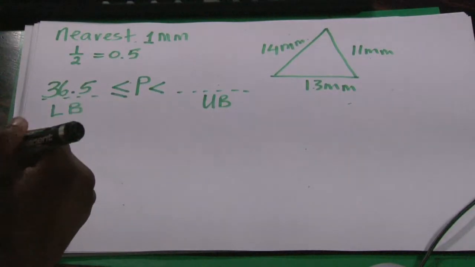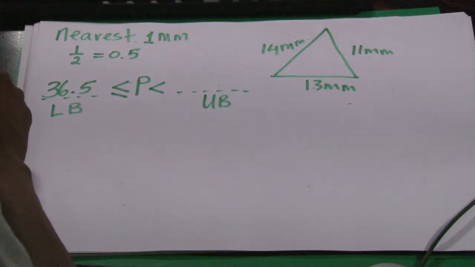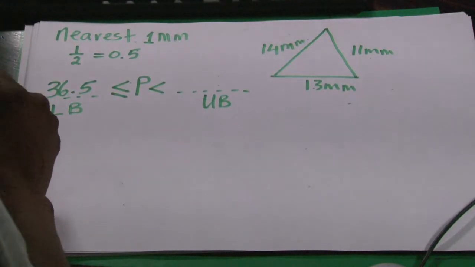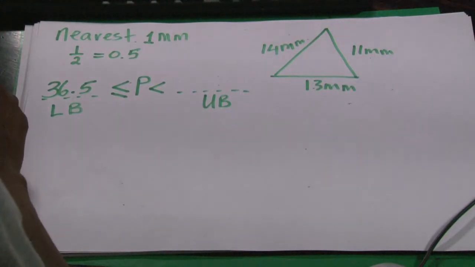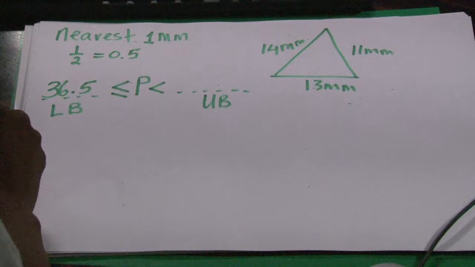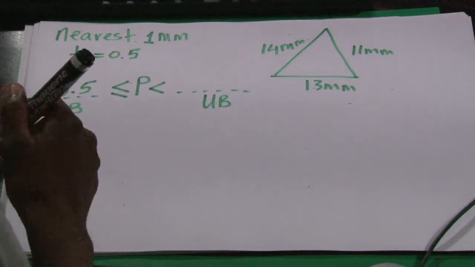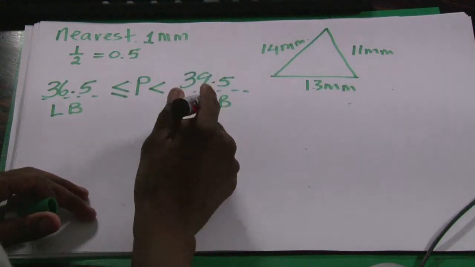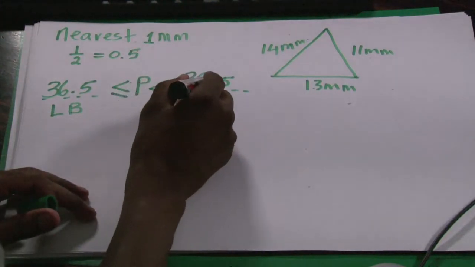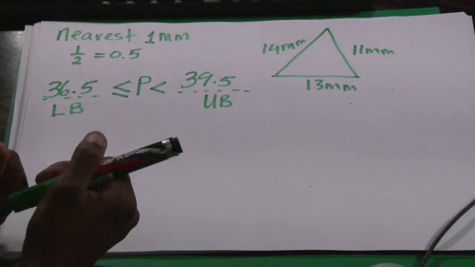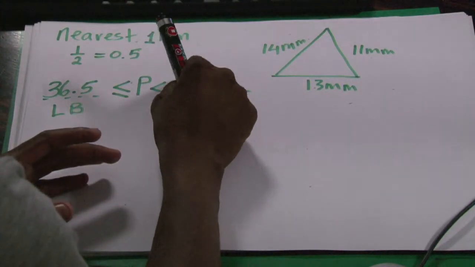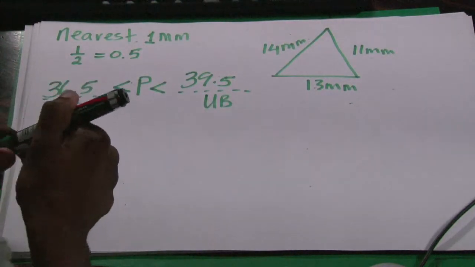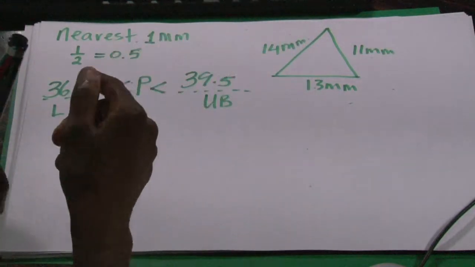So meaning that this is the least perimeter we could get. Okay, now for the upper bound, you have to add. So 14 plus 0.5, 13 plus 0.5, and 11 plus 0.5, we get 39.5. So remember, this one is not included. The upper bound is never included, because if you have to round it off, it will be more than what we will need. Okay, let's move on to the next topic, which is algebra.